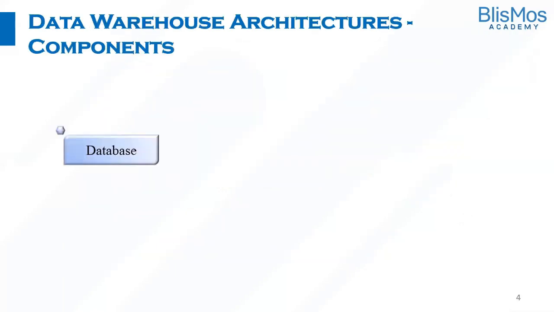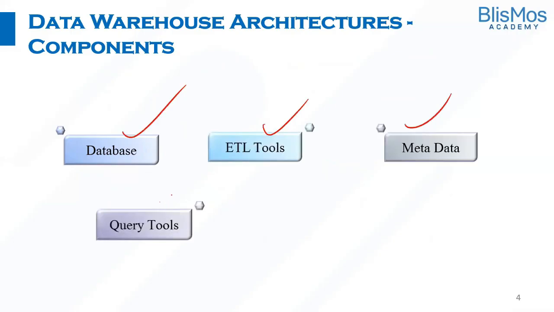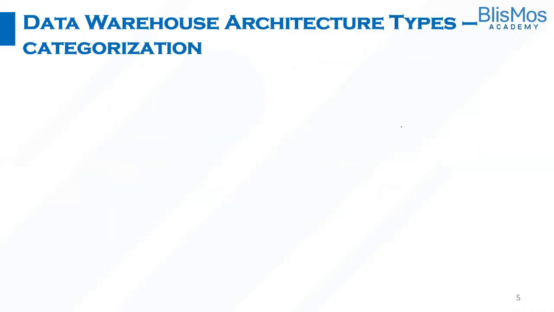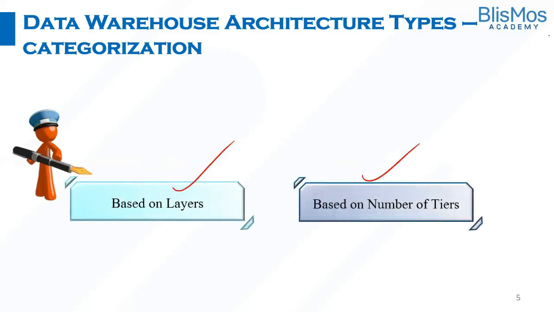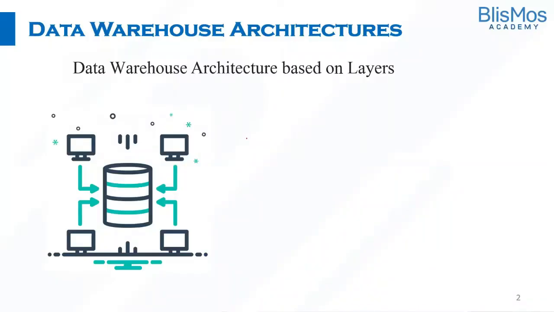At a high level, in data warehouse architecture, we find databases, ETL tools, metadata, query tools, and data marts as well. We can look at the architecture in two different ways. More or less, they boil down to the same thing, but the way we are looking at it is different. One way is based on the layers. The second way is based on the number of tiers. Data warehouse architecture can be classified into three types based on the layers.